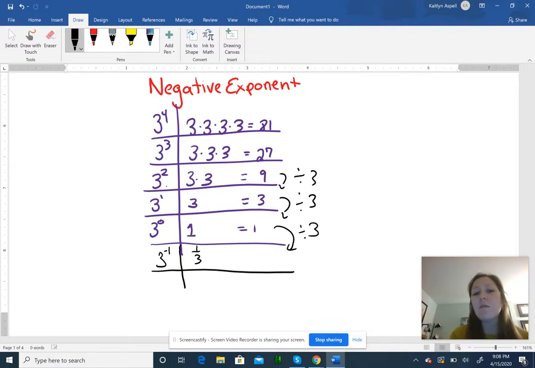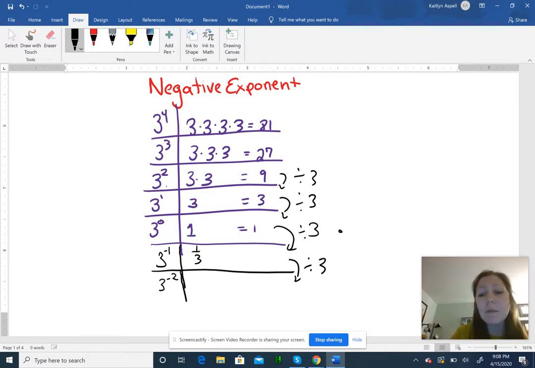Notice that it makes sense because it's decreasing. It has to be less than 1 because every number has gone down. So 1 divided by 3 is 1/3. Okay, so then you should ask yourself what happens with a negative 2, right? What does it mean when I say 3 to the negative 2? Well, we're going to divide by 3 again. So 1/3 divided by 3.